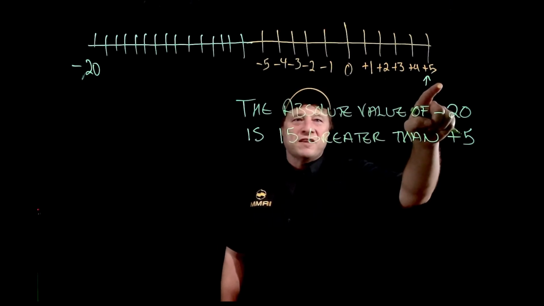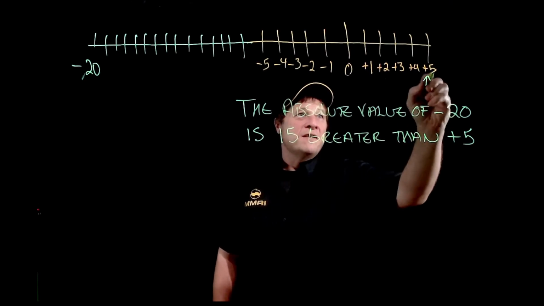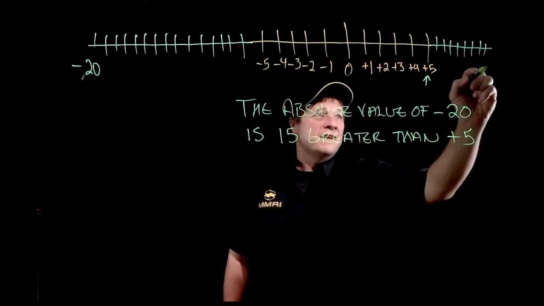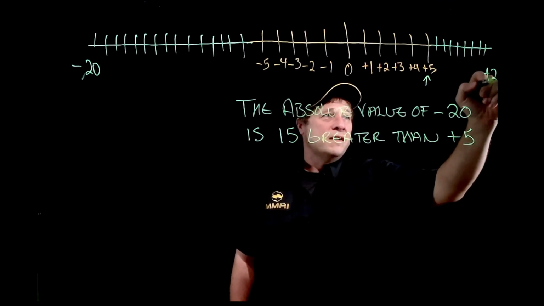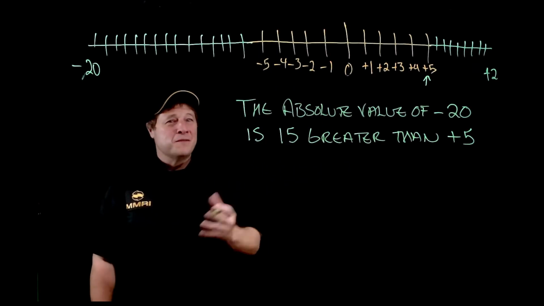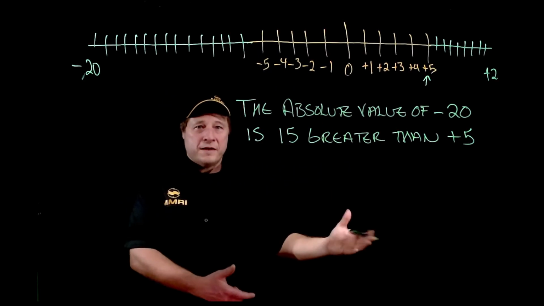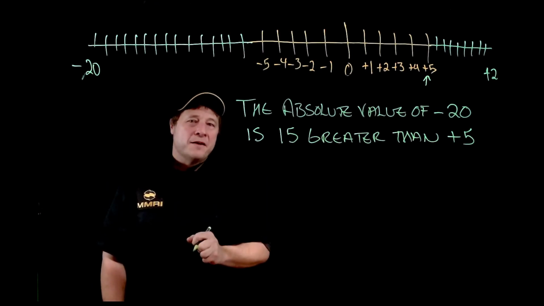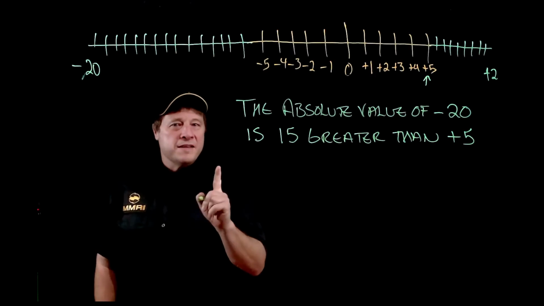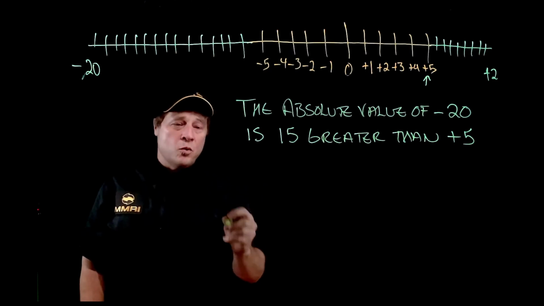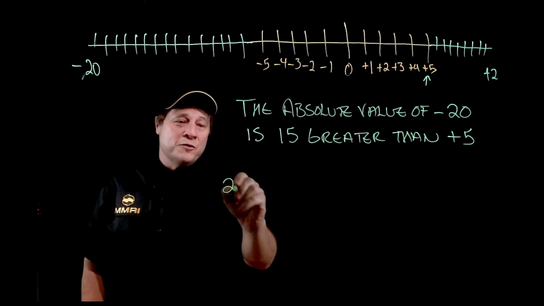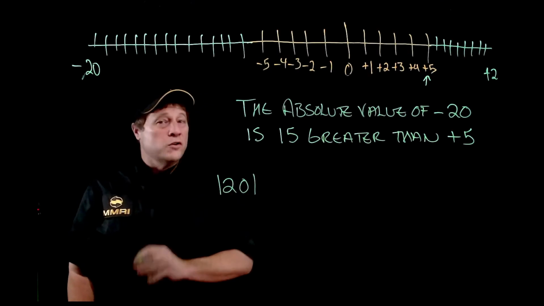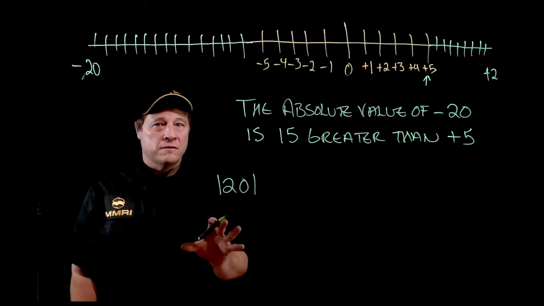Well, if you look at just the number scale, what's 15 greater than 5? Well, I'd go this way, right? 15, and I find myself at plus 20. Right? What's 15 greater than 5? 20. But this is where the understanding of absolute value matters. Okay? What is the absolute value of negative 20? The absolute value is 20. No regard for the sign at all.